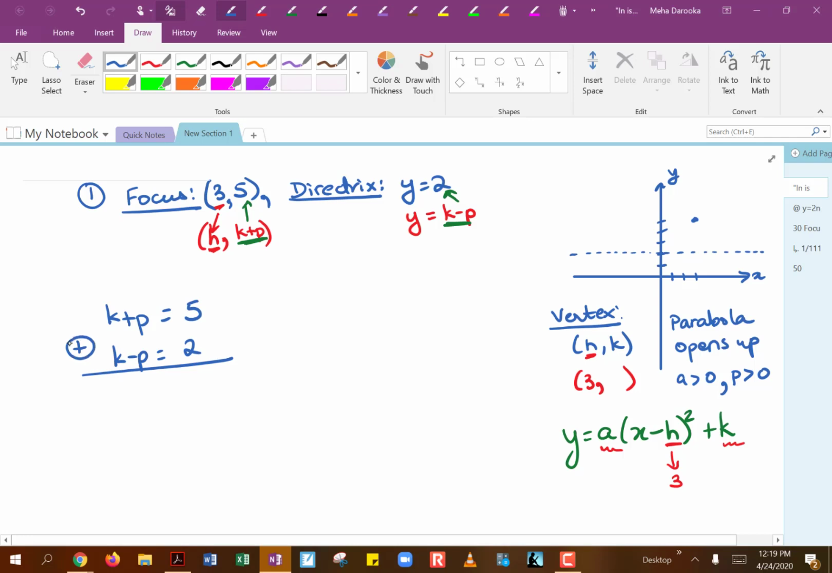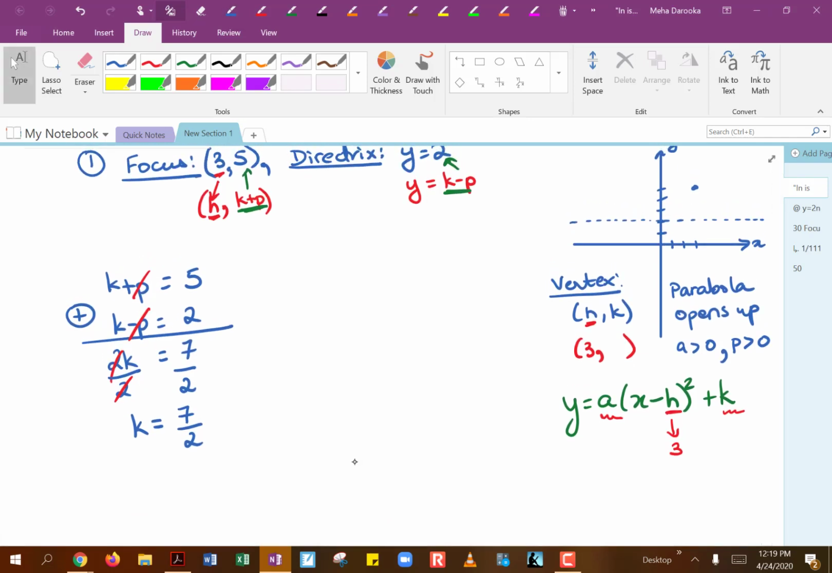If we just go ahead and add these two equations, that positive p and negative p will cancel out, right? Just like we saw in our chapter 5. And then we can go ahead and add k plus k, which will be 2k. 5 plus 2 will of course add up to 7. Divide both sides by 2 to get our k by itself. And of course that will end up giving us 7 over 2. And of course these guys cancel out over here. Okay, so we have our k value. So k is going to be 7/2.